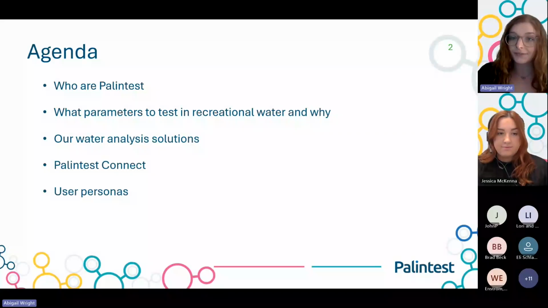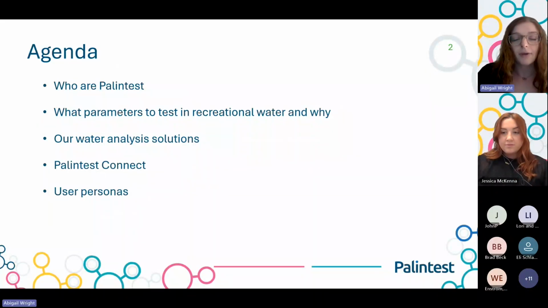The agenda for today is as follows. We'll first take a quick look at who Palin Test are. We will then cover important parameters to test in recreational water and why, followed by a look at our water analysis solutions and how they work, and then an introduction to our cloud-based data management system, Palin Test Connect. To summarize, we will review different user personas in the rec water industry and look at which of the products and features suit each.